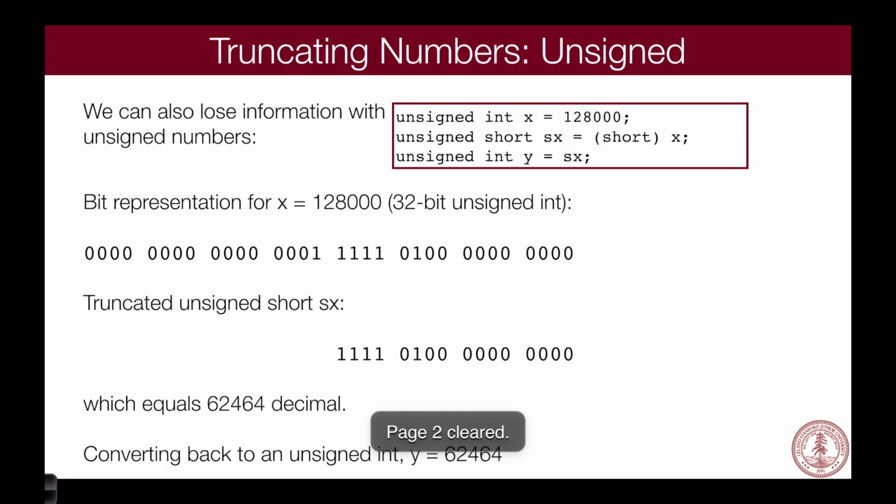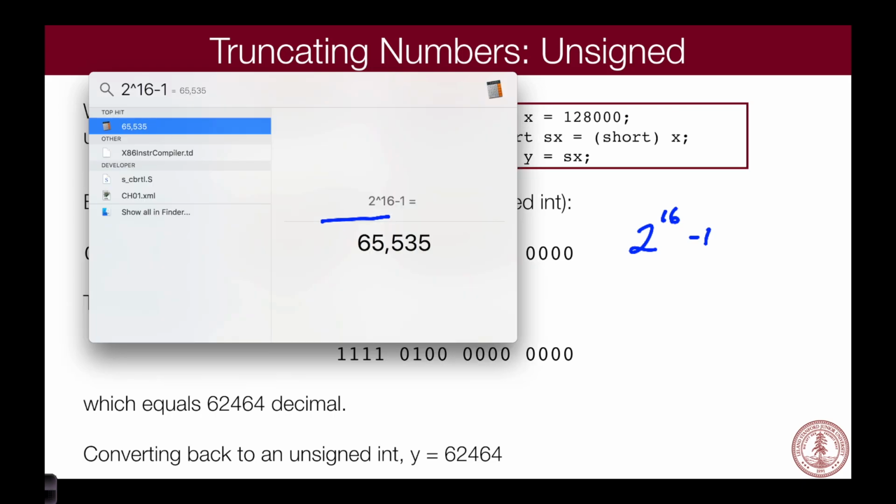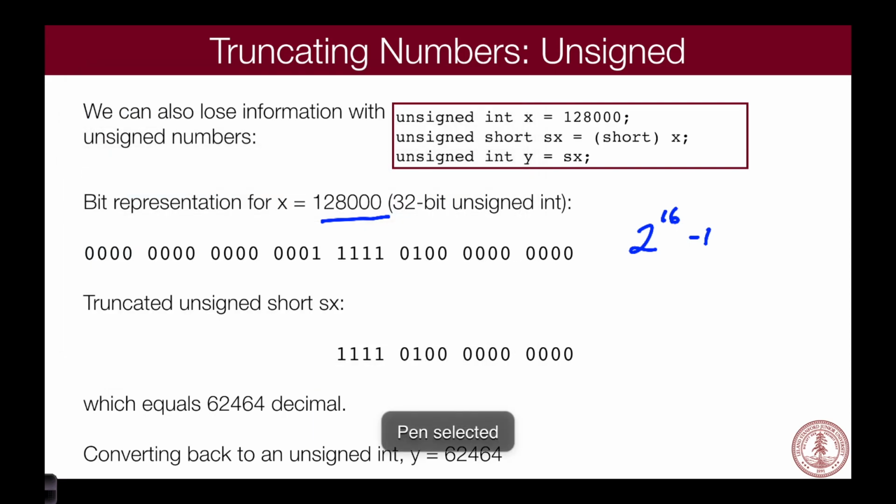All right. We can lose information with unsigned numbers. Why can we lose information with unsigned numbers? Because again, we've only got a certain range here. So let's take a look at the range for 128,000. Now, 2 to the 16 minus 1 is our maximum unsigned short. If we check what that is, 2 to the 16 minus 1, we can represent up to 65535, which is our maximum.